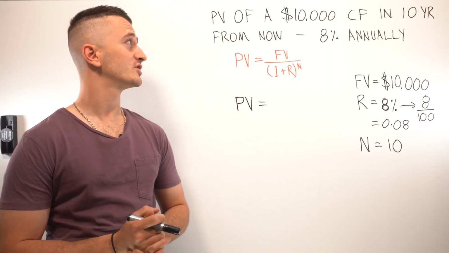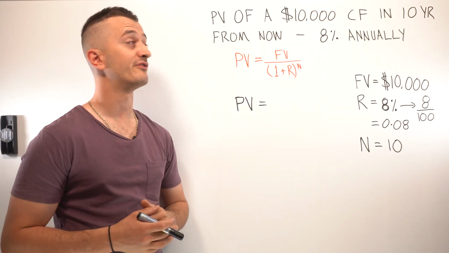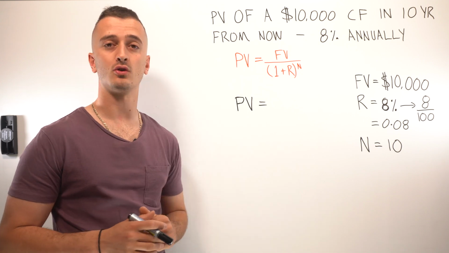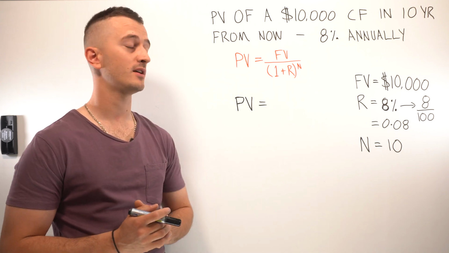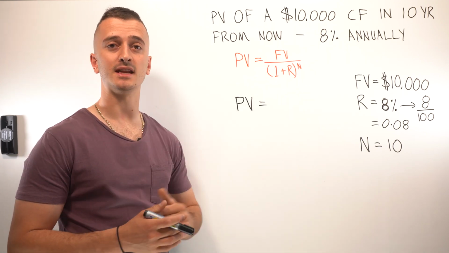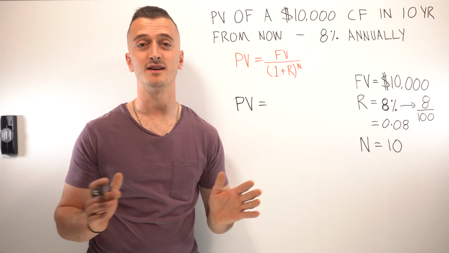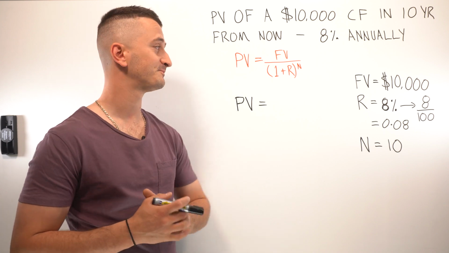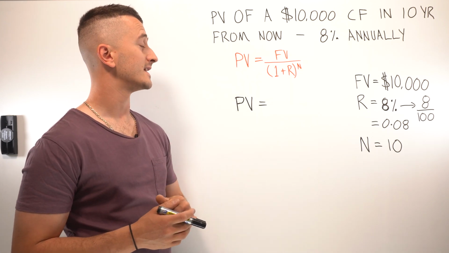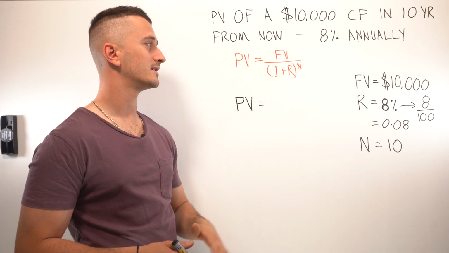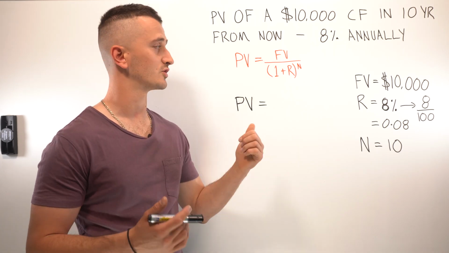All right, now here's the question that we've got. So we want to solve for present value. What is the present value of a $10,000 cash flow in 10 years from now, given an 8% interest rate compounded annually, or our discount rate, or our required rate of return? So the formula here is present value equals future value divided by (1 + R) to the power of N in parentheses. Now, we just went through that.